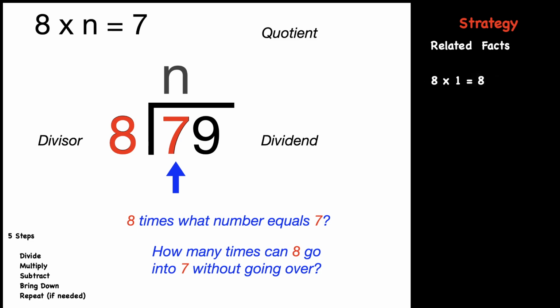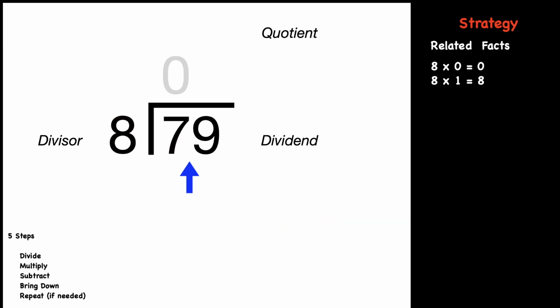Let's use our facts. On the right side, 8 times 1 equals 8, and already that's too much. So we're going to go back to the 0. 8 times 0 is 0. And he said, well, what do you mean? Well, 8 goes in 0 times. So we're going to put a 0 there for now and then move on to the next digit.